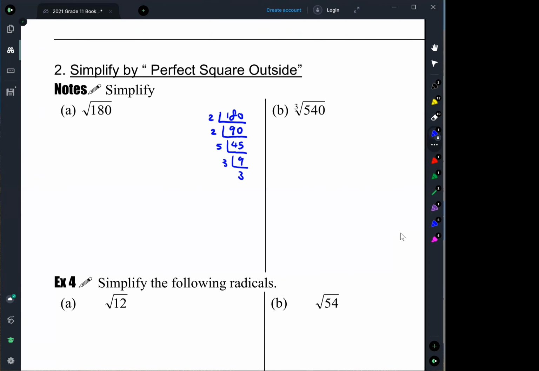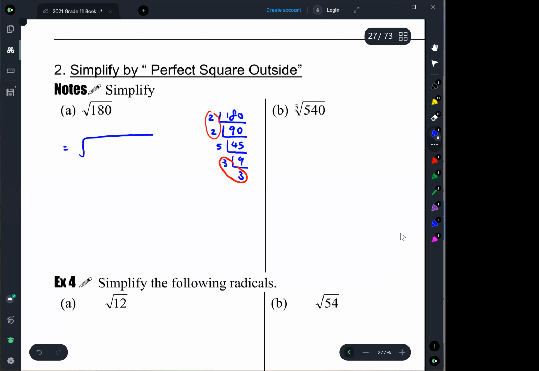So as you can see, we have a perfect square over here, because that's a 4. 4 is a perfect square. And then 3 times 3, that's another perfect square. So this one is not simplified yet. Because this is the first question, I'm going to go into more detail, but I will explain how to do it faster. First I'll write out all the factors: 2 times 2 times 5 times 3 times 3.